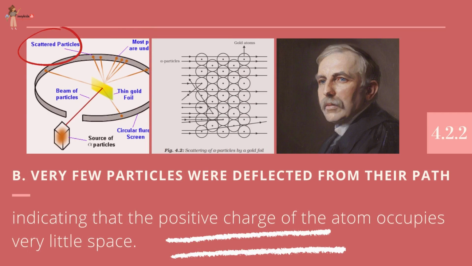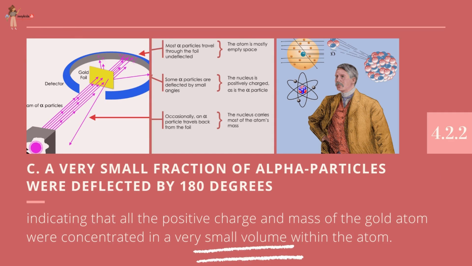Very few particles were deflected from their path, right? This indicates that the positive charge of the atom occupies very little space. A very small fraction of alpha particles were deflected by 180 degrees, which indicates that all the positive charge and mass of the gold atom were concentrated in a very small volume within the atom.